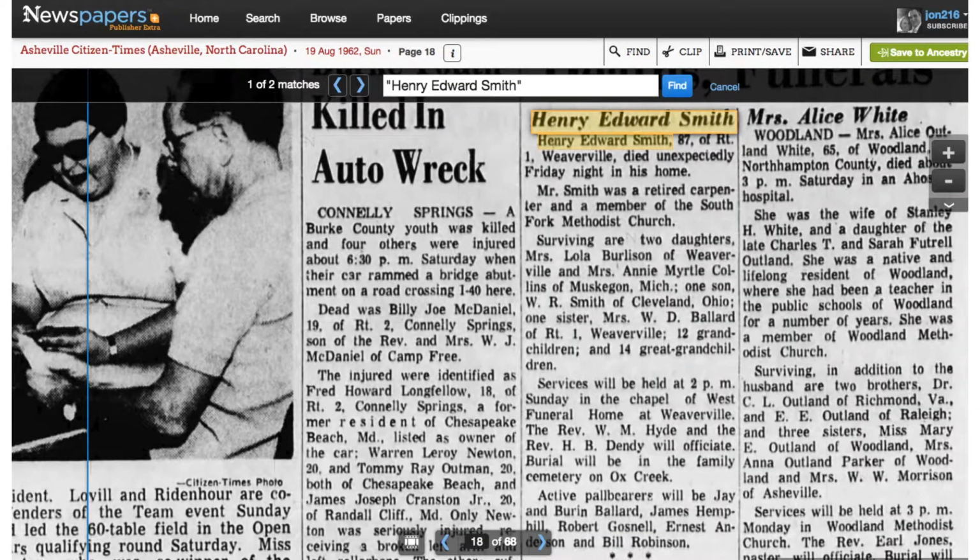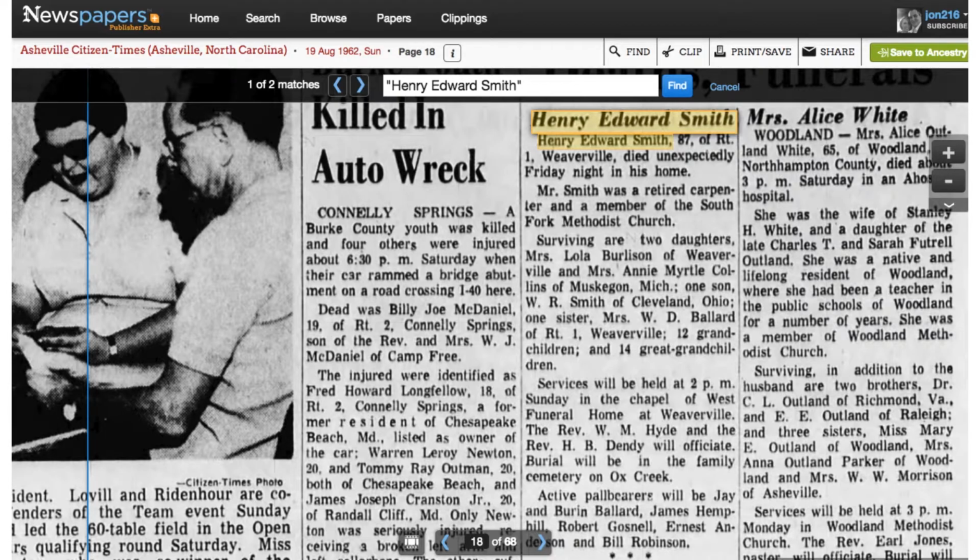The very first item that pops up in the newsfeed is an obituary for Henry Edward Smith. So here's an example of the great information you can get from an obituary. Henry Edward Smith, 87 of Route 1 Weaverville, died unexpectedly Friday night in his home. Mr. Smith was a retired carpenter and a member of the South Fork Methodist Church.